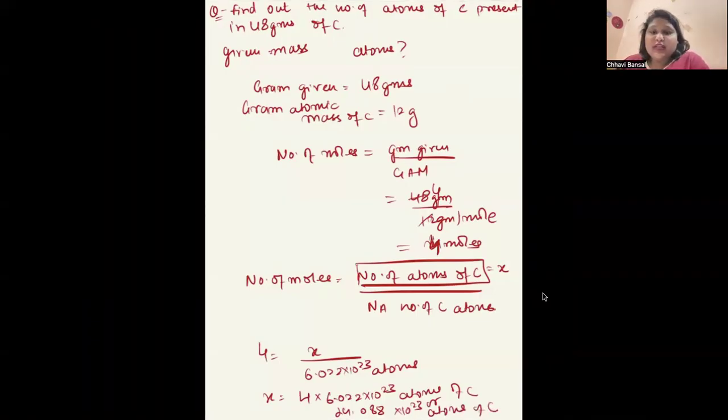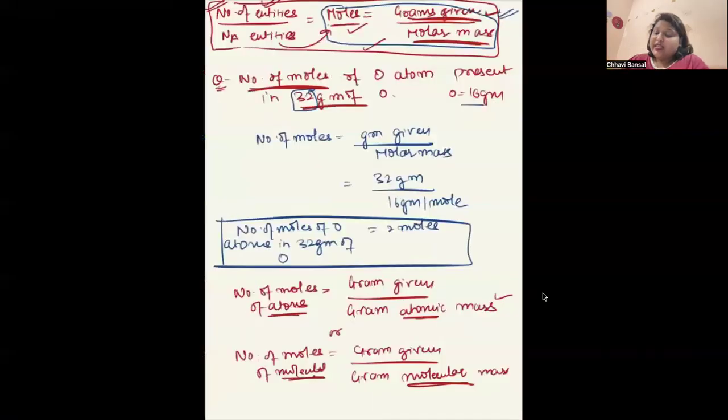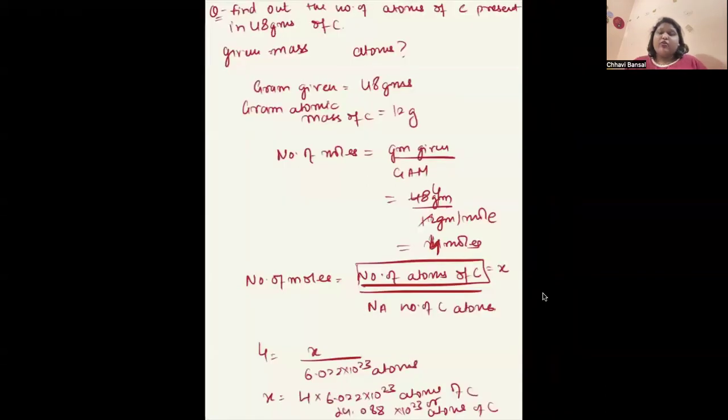Okay, is it clear? This is the basic way of doing such questions. See, this formula is very, very important. If you know the grams and the molar mass, you can find the number of moles. Once you get the number of moles, you can always find out the number of entities. Right now, this looks very simple, but this simple concept has been used many times in the exams.